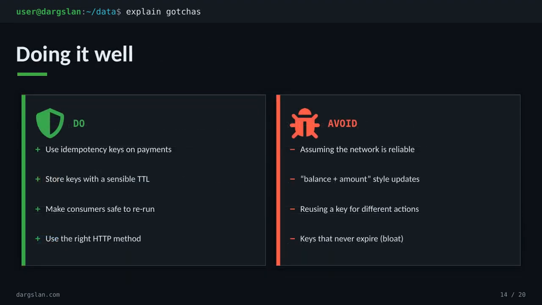So how do you actually do this well in practice? On payments and anything that moves money, always attach an idempotency key. Give those keys a sensible time to live so your storage doesn't balloon forever, and make sure your consumers can safely rerun the same message. On the flip side, never assume the network is reliable. Avoid read, modify, write updates like balance plus amount. Don't recycle a key across different actions, and don't let keys live forever.